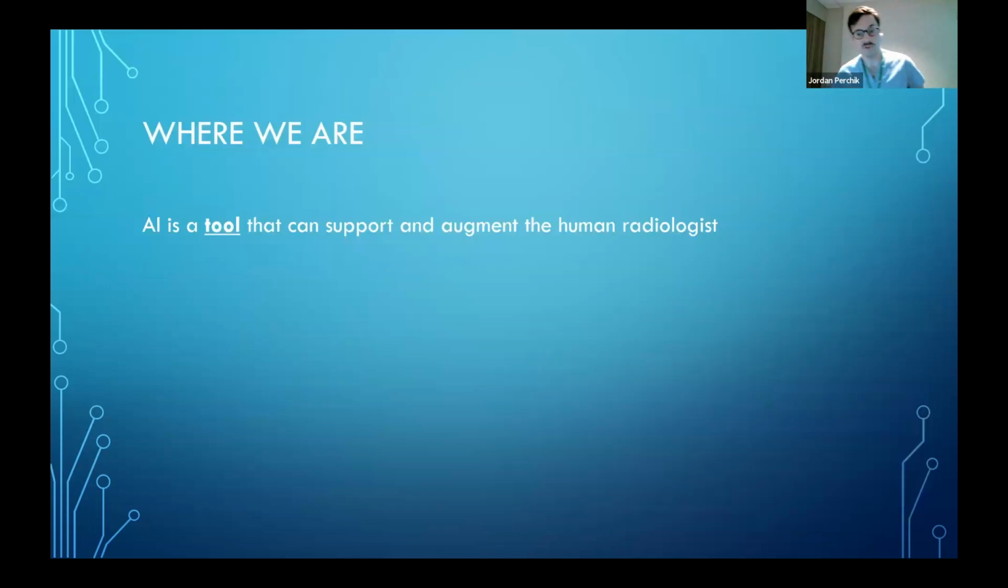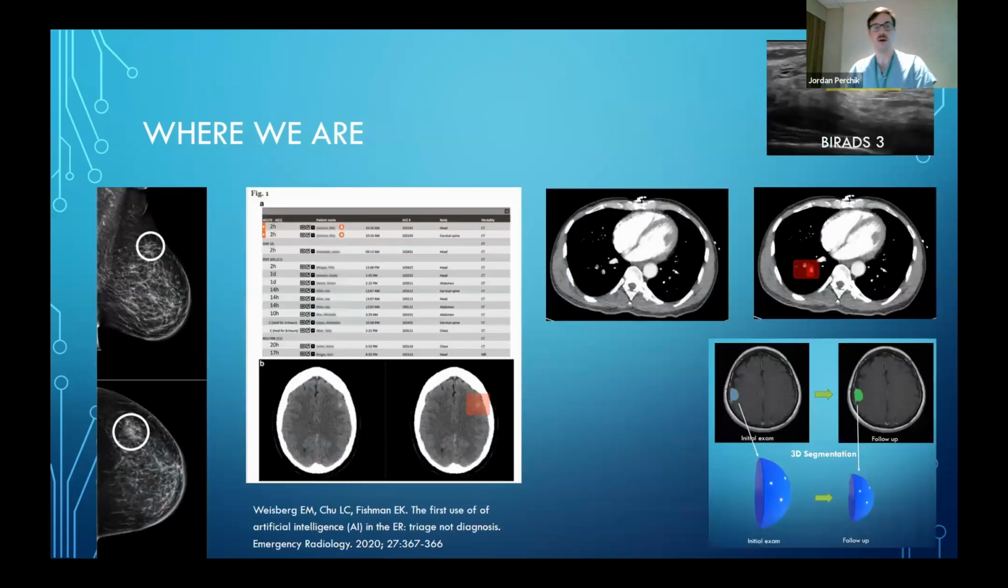So for those of you in the audience who are medical students concerned about how AI is going to affect your practice, I do want you to recall that AI is going to be a tool. AI is a tool that we can use to support and augment our practice. There are a lot of different applications that we currently use AI to augment our practice.